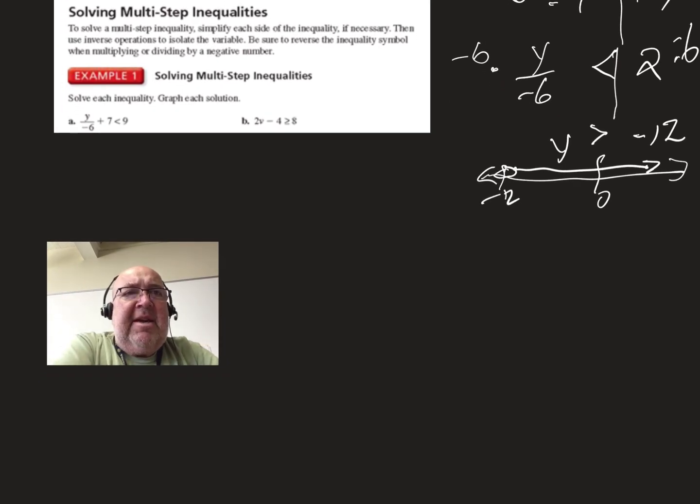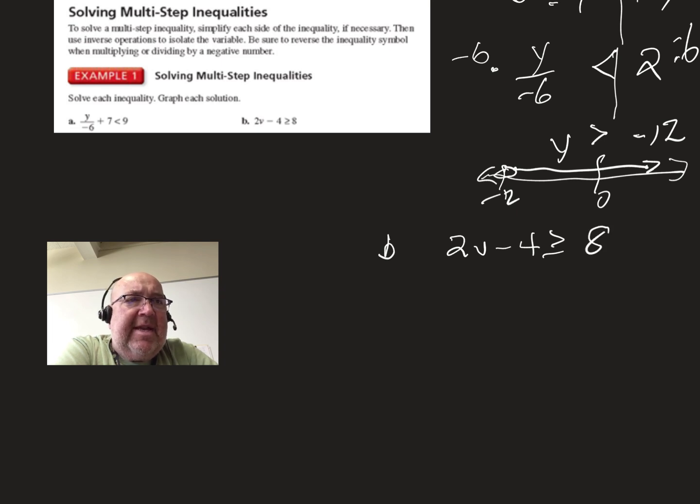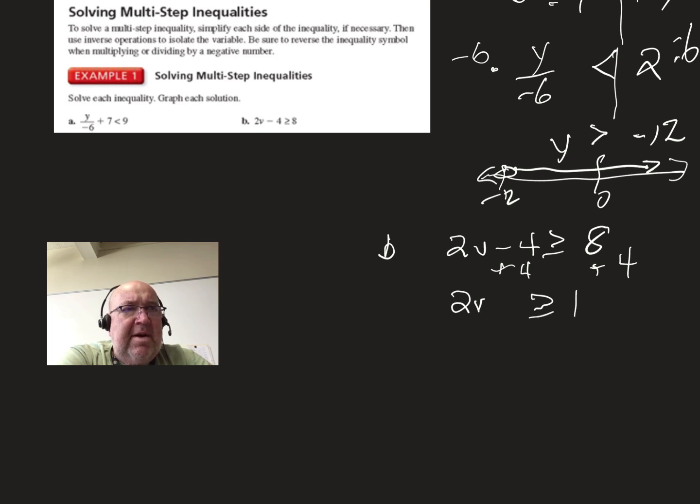Let's look at B, which is 2v minus 4 is greater than or equal to 8. So once again, we're going to start working backwards from PEMDAS. So we're going to go +4 and +4. And we're going to get 2v is greater than or equal to 12.